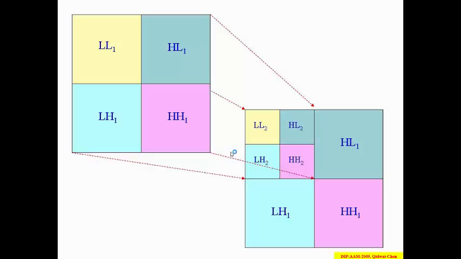What happened is that I have changed this scale by 2. Can I make further analysis of this signal? Yes, I can make further analysis of the approximation part. So here, as you can see, this LL1 part can be divided into another level of scale to obtain LL2, HL2, LH2, HH2, and so on.